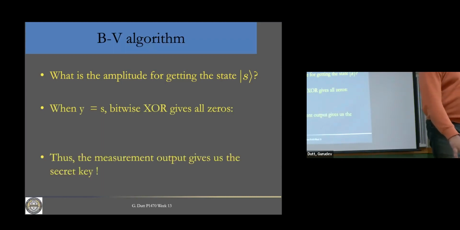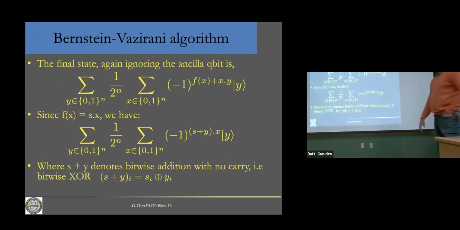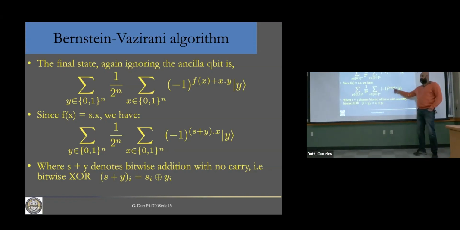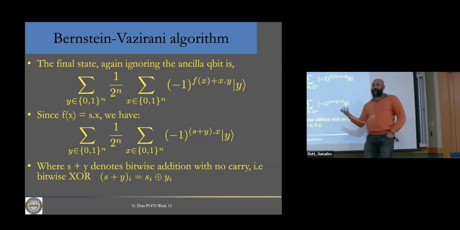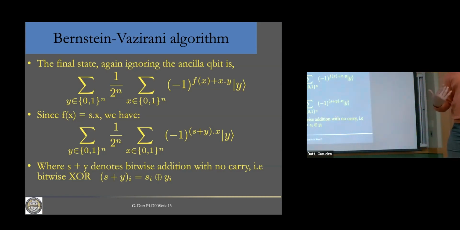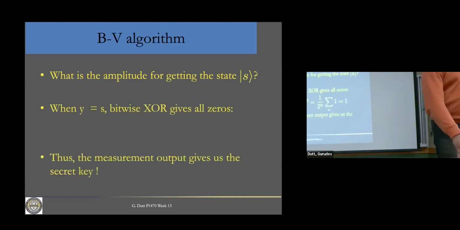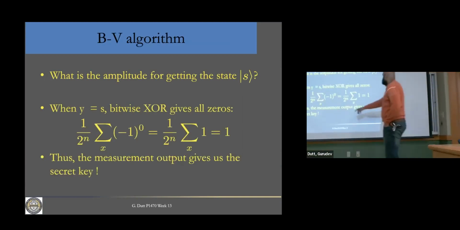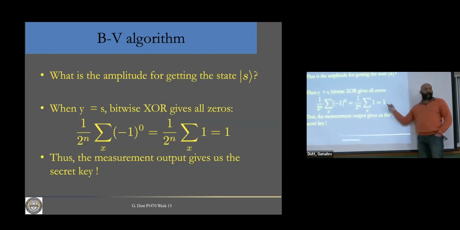So when y equals S, bitwise XOR gives all zeros up there. So going back here, when S is equal to Y, then S plus Y is yi plus yi. If it's 0, it's 0 plus 0. If it's 1, it's 1 plus 1, but 1 plus 1 is 0 again, due to modulo 2 addition. Therefore, Y with itself, or S with itself, S plus S, is always a 0. Is that clear to everyone? So when that's 0, then we essentially have minus 1 to the power 0. So again, this looks like the Deutsch-Jozsa problem. The answer is 1.